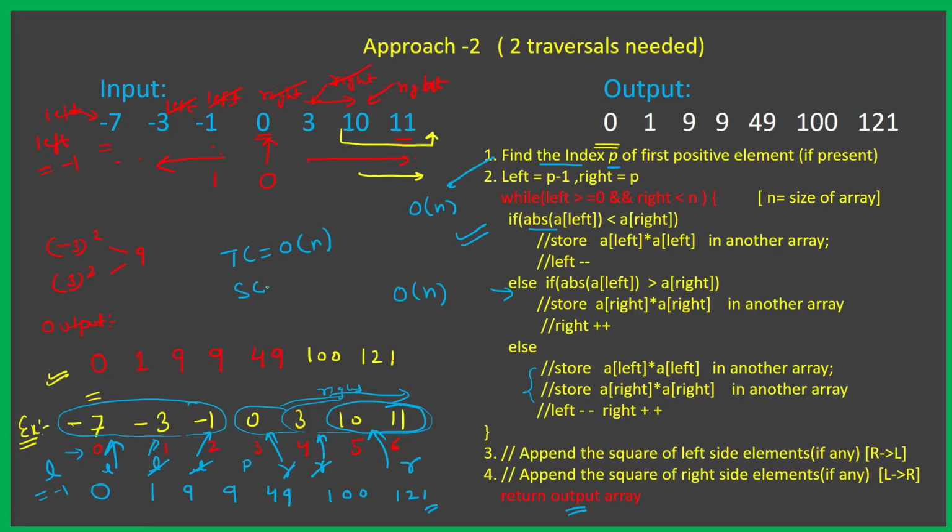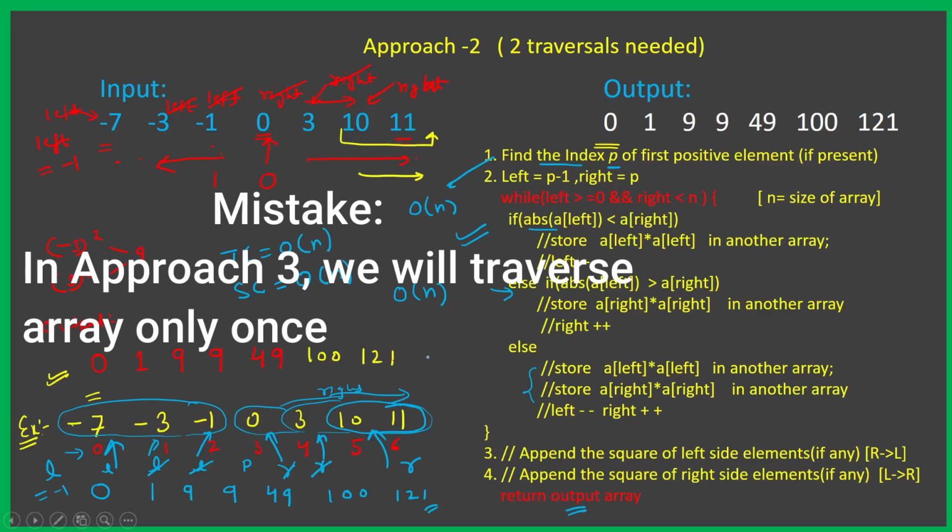And what is the space complexity? Space complexity will be O of n. Why? Because we are taking the extra output array to store our answer. Actually, we have traversed the given input array 2 times in this approach: first to find the index of the positive element, and then we merge the left part and the right part, and when we are comparing, we find the square of each element of the array. So let's see another approach in which we will traverse the whole array 3 times, but the space complexity and time complexity will remain the same.